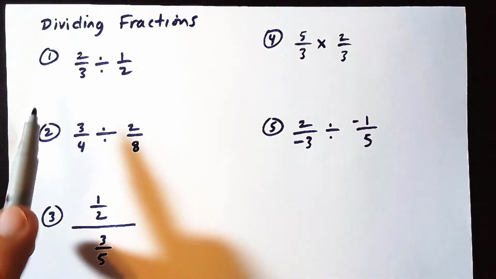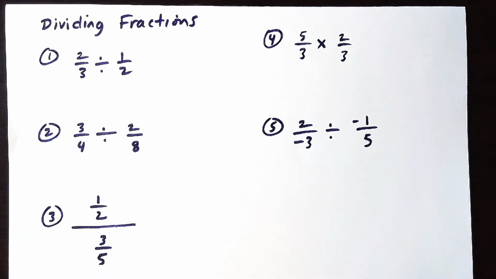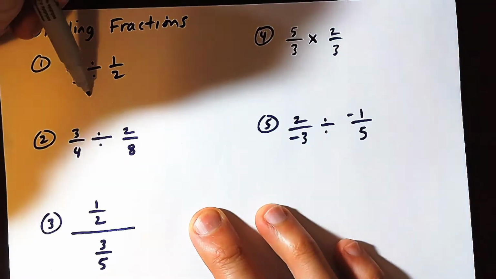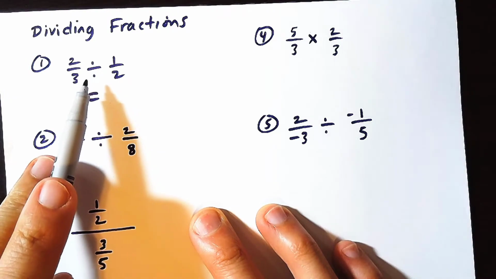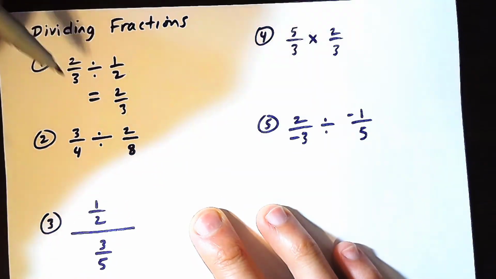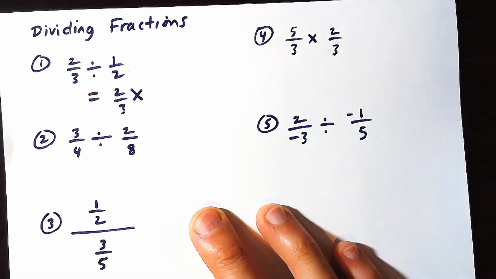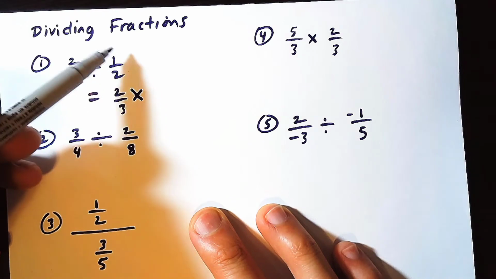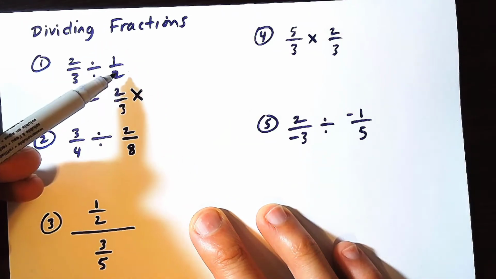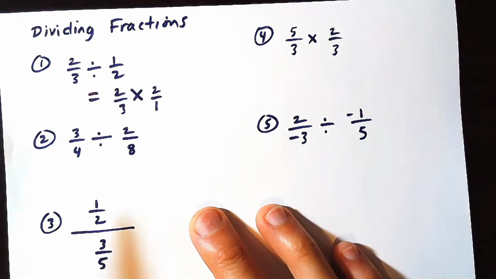Let's practice dividing fractions. We have a fraction divided by a fraction. The first thing to remember is to convert the division sign to a multiplication sign. So when we have a fraction, we're going to change the divide sign to a times, and the rule is we flip the right side. The 1 over 2 becomes 2 over 1. Don't flip the left side, flip the right side.